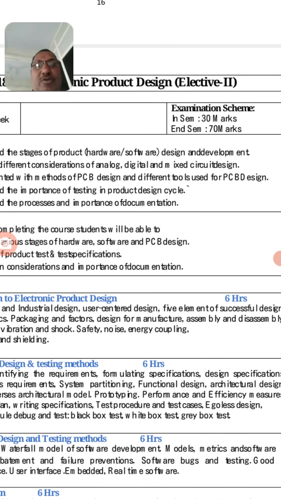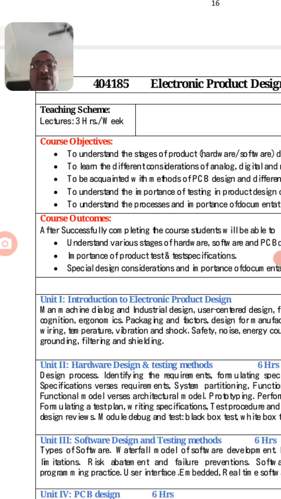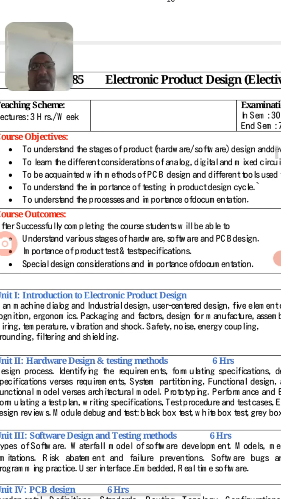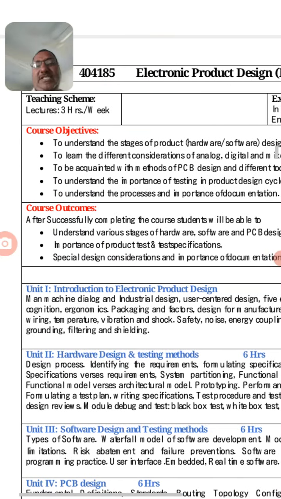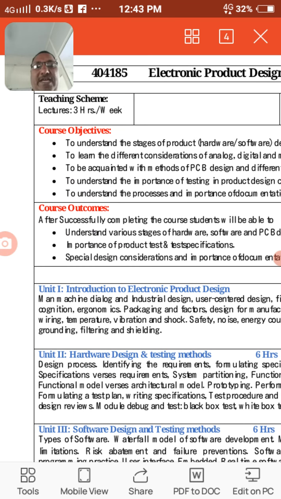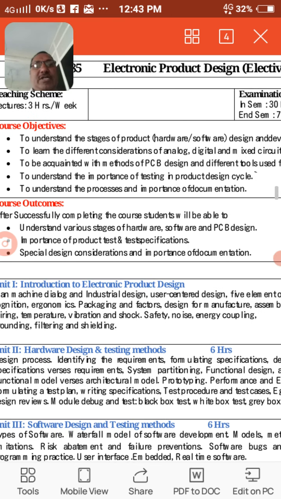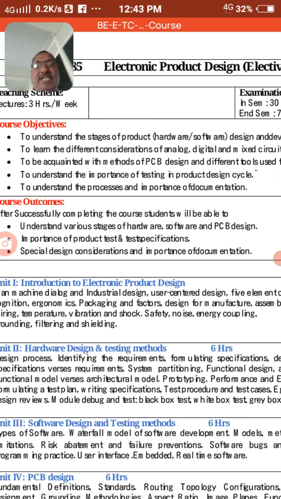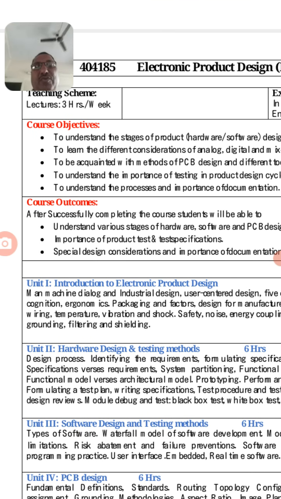Under this particular unit, we will also learn in future the 5 elements of successful design, that is cognition, ergonomics, packaging and factors, design for manufacture, assembly and disassembly. We will learn wiring, temperature, vibration and shock, safety noise, energy coupling, grounding, filtering and shielding points in this particular unit.